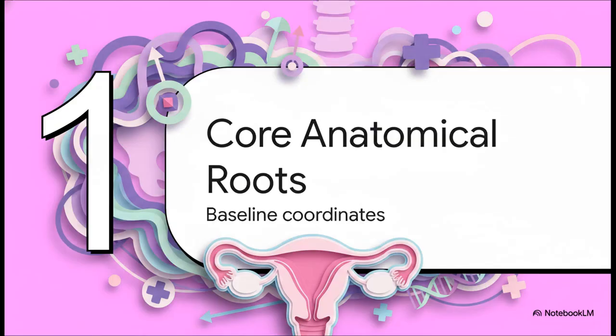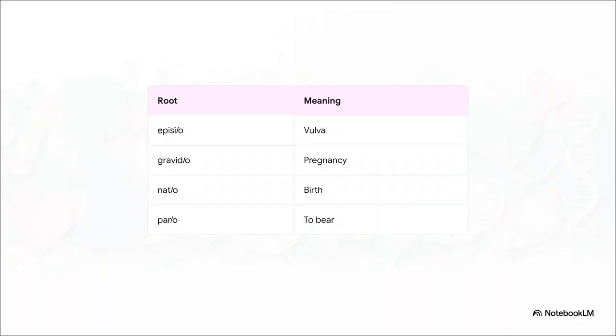All right, let's jump right into Section 1, Core OB/GYN Anatomical Roots. This is all about establishing our baseline coordinates. Okay, you really need to memorize these high-yield roots because they are the critical starting blocks for literally everything else we're going to decode today.